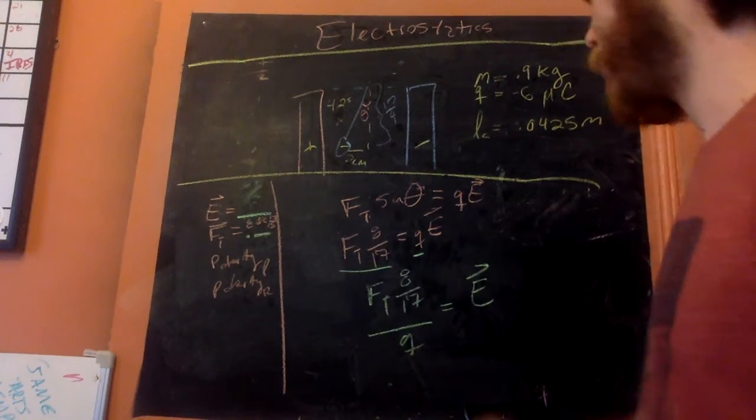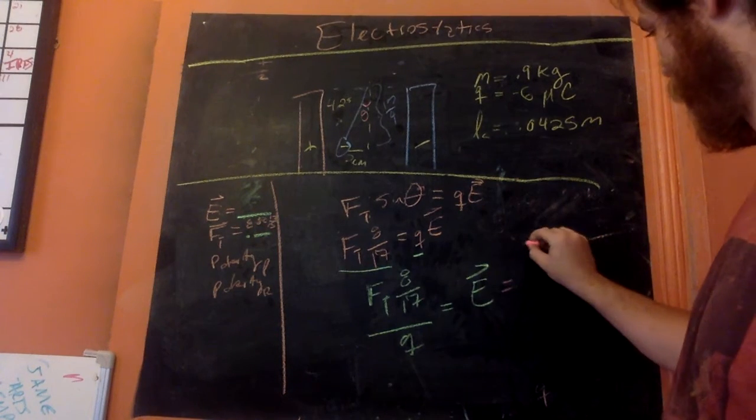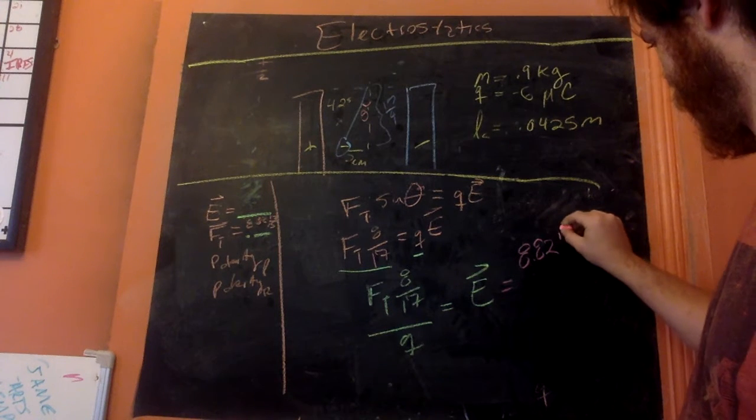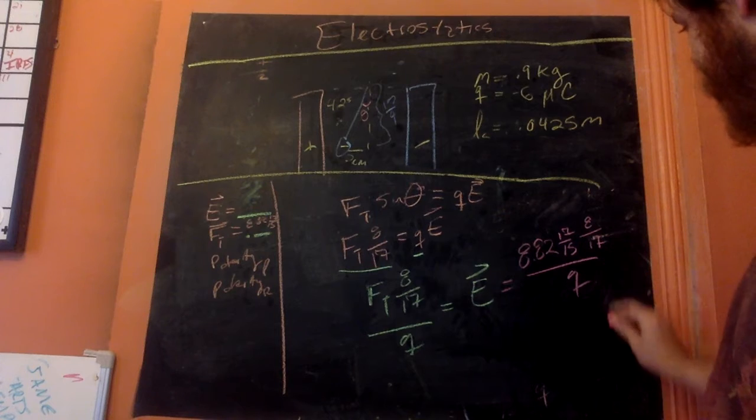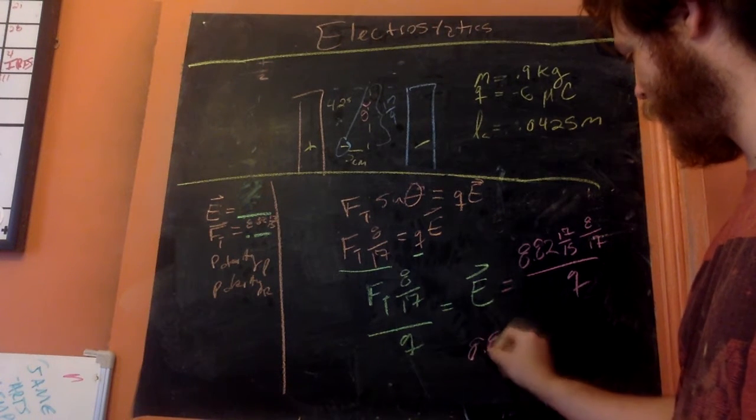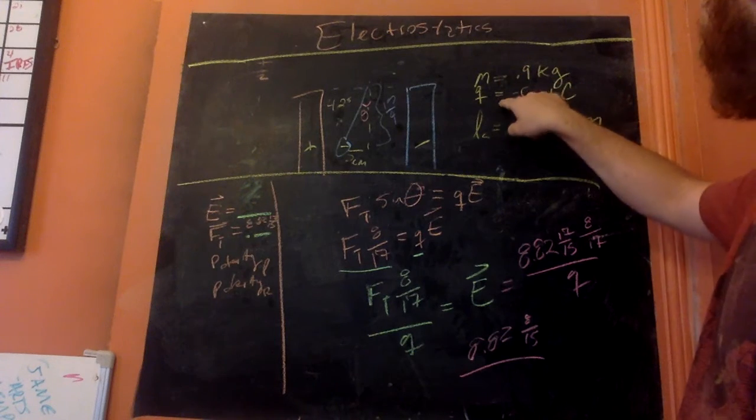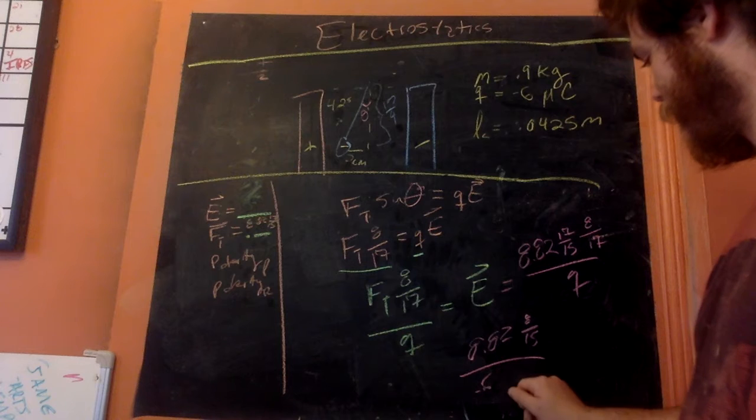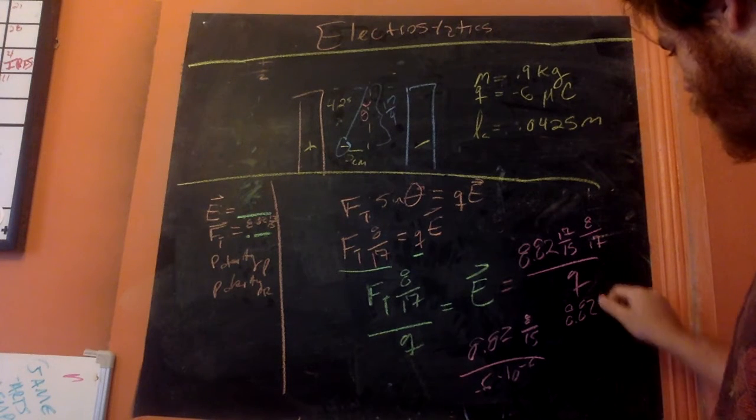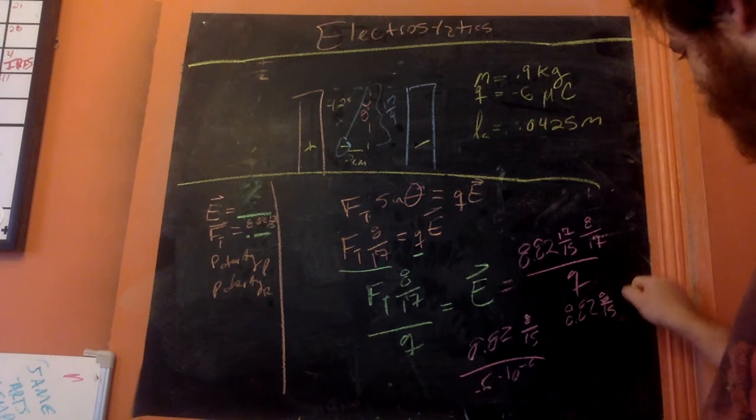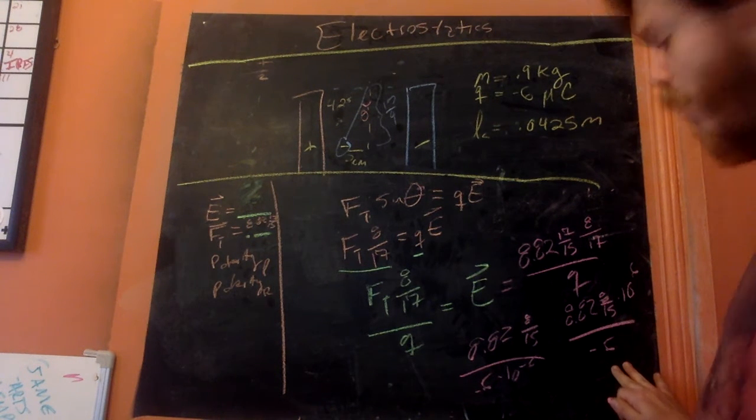We know Ft, which is 8.82 times 17/15. So we get that times 8/17 over Q. So we get 8.82 times 8/15, divided by, and we are given Q, -6 times 10 to the -6. So we get 8.82 times 8/15 times 10 to the 6th over -6. And this is the electric field.